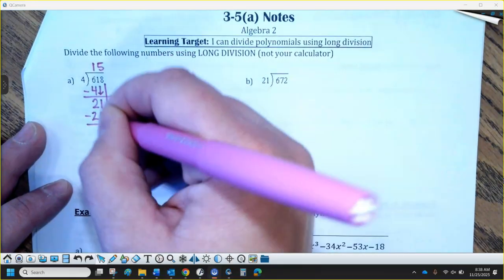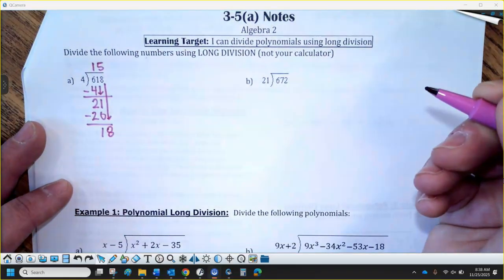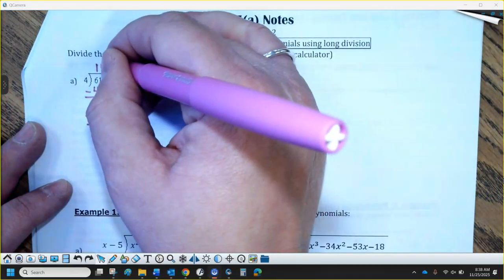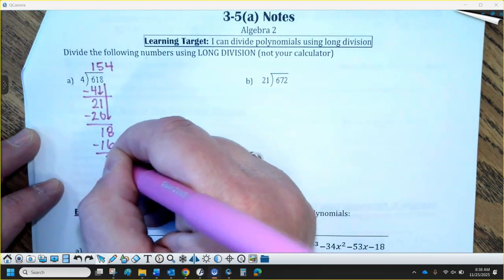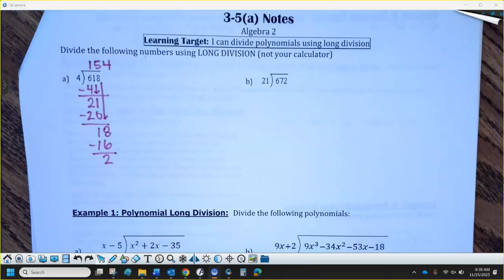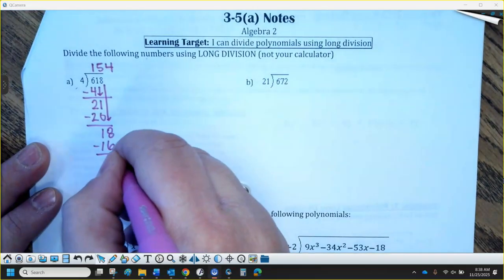Then you bring down the last digit. How many times does 4 go into 18? 4. So that goes up on the top. So then 4 times 4 is 16, and then we're going to subtract. Okay, now 4 is bigger than 2, right? So we're not going to do decimals or anything like that, or fractions. So, what would you call 2 in that situation if 4 is bigger than 2? Is it like the remainder? Yes, the remainder.